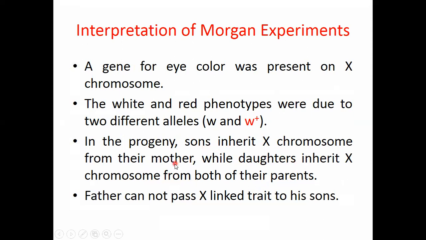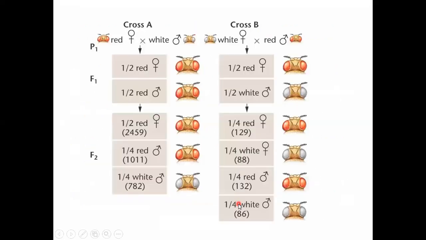As you know, a mother can pass her X chromosome to a daughter as well as a son, and a father can pass his X chromosome only to his daughters. Father cannot pass the X chromosome to his son because a father can only pass the Y chromosome to his son. So that's why sons inherit the X chromosome from the mother, while daughters inherit the X chromosome from both of their parents. Father cannot pass an X-linked trait to his sons because a father can pass only Y-linked traits to his sons.